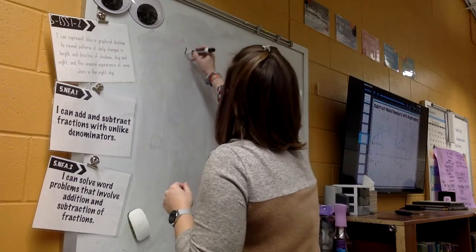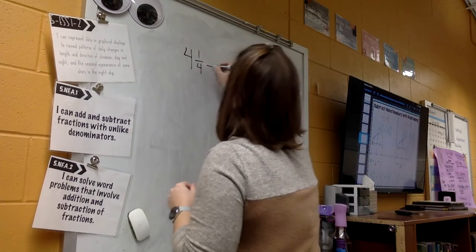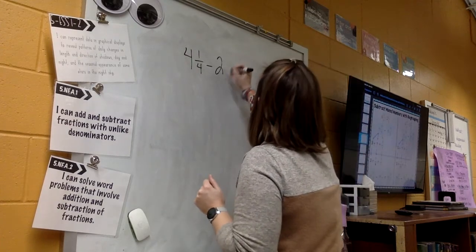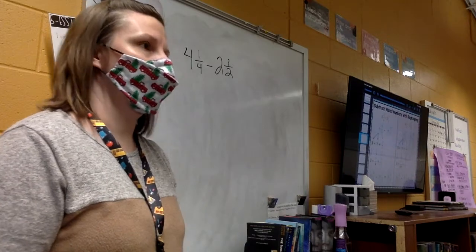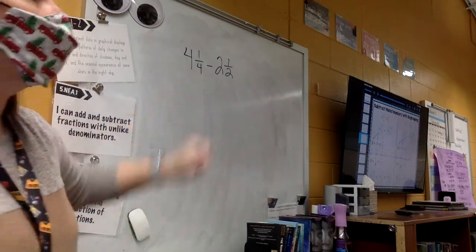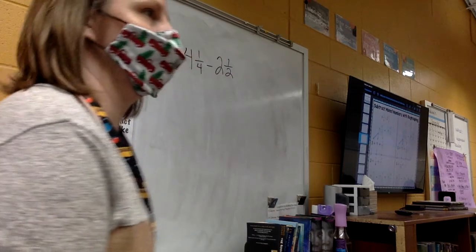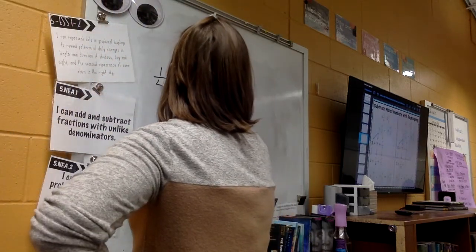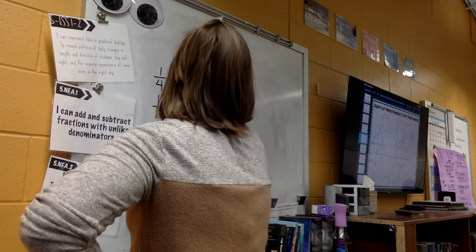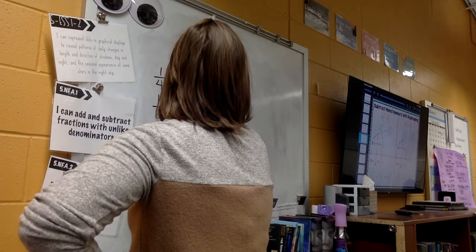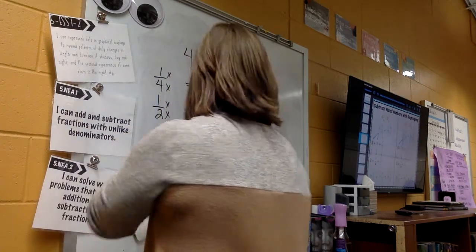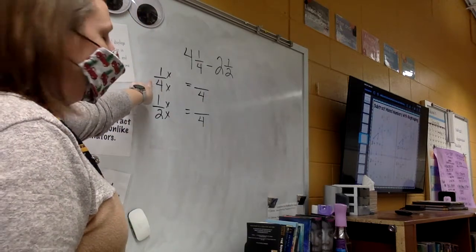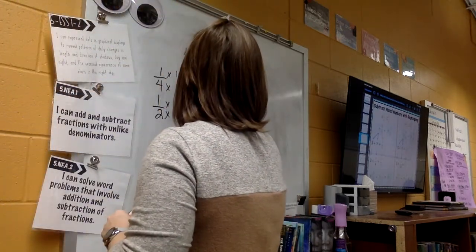I have 4 and 1/4 minus 2 and 1/2. What's the first thing I have to do? Save your denominators. Find my common denominator. I have a 4 and a 2. So I'm going to do my fraction part first. And y'all already told me my common denominator is 4. Do I have to do anything to this one? Nope. I can put 1 to hold my place.